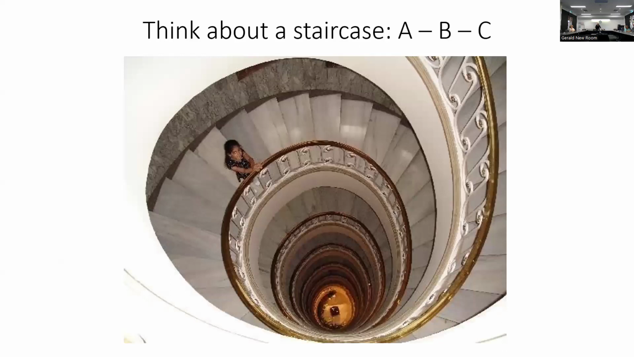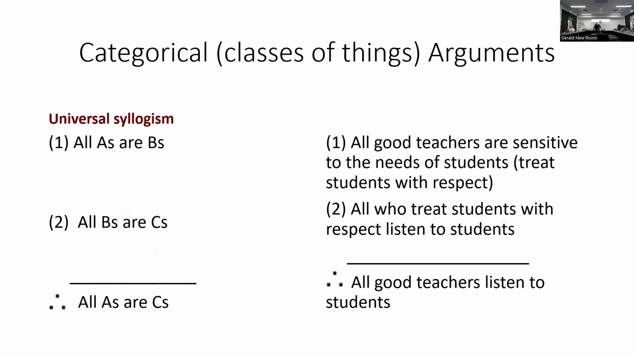Think about a staircase. I love this staircase. A, B, C. It has to go one after the other. If you miss one step, you fall in the cracks. I thought this was rather scary falling, that's why I chose this one. It has to go A, B, B, C, and then you go A, C. So, categorical classes of things: all A's are B's, all B's are C's, and then you go across the first and the last.